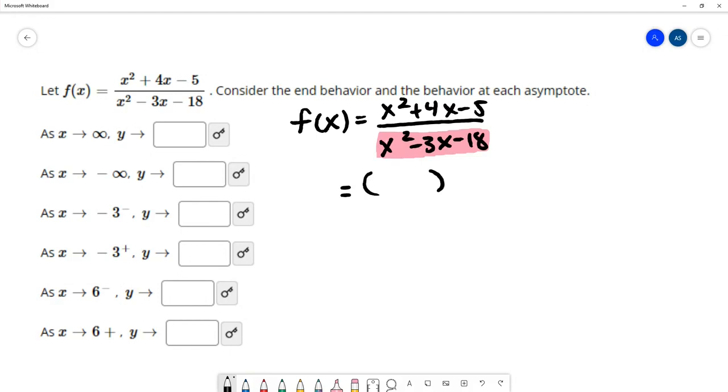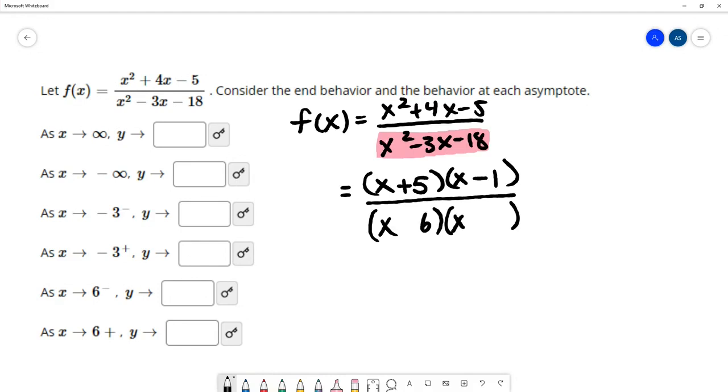So let's factor the numerator. We get x and x. 5 times 1 will be 5, and I want a positive 4 in the middle, so I'll put a plus on the bigger number 5 and a minus on the 1. So that's correctly factored. And I'll factor the denominator. When I factor the denominator, I have x and x with 6 times 3 giving us 18, and we want the bigger number to be negative to create that negative 3 in the middle, so negative 6 and a positive 3. So now I can see that we don't have any common factors with the numerator and denominator.